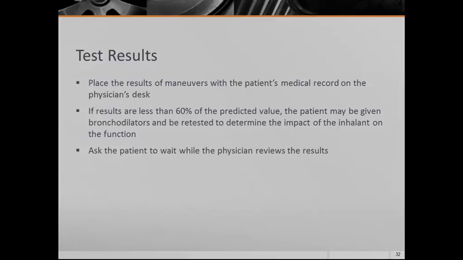Test results. After we get all those results and do all of our calculations for the pulmonary function tests or the spirometry, we place the results of the maneuvers with the patient's medical record on the physician's desk. If results are less than 60% of the predicted value, the patient may be given bronchodilators and be retested to determine the impact of the inhalant on the function.